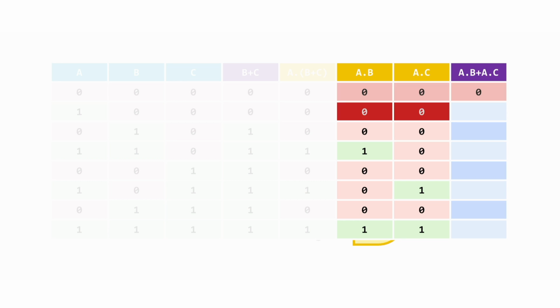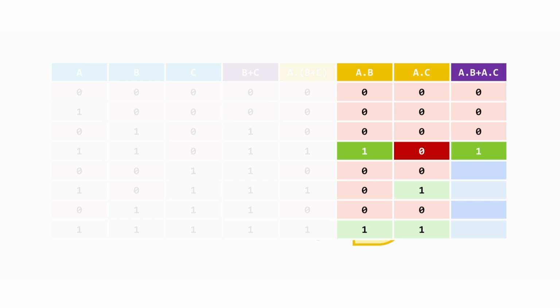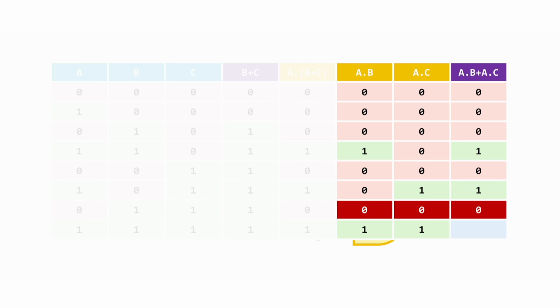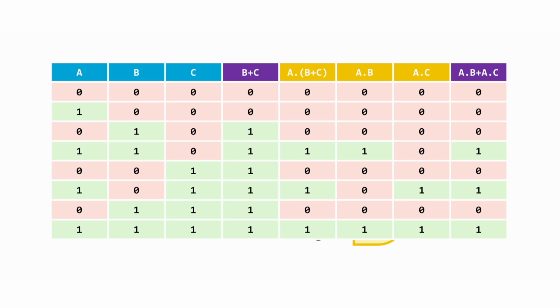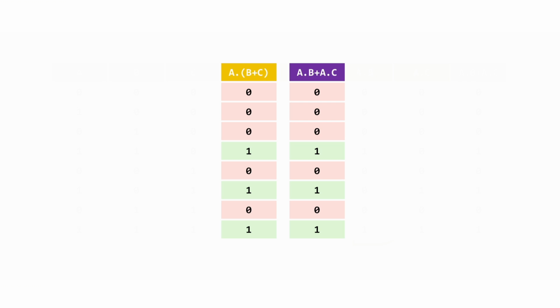No 1s here, or here, or here. Aha, a lone 1 means a 1 output. Nothing here, another 1, and another nothing, and finally, the double 1 gives us a 1 output. Let's compare those columns then. Well, the proof's all there. These two expressions mean the exact same thing.